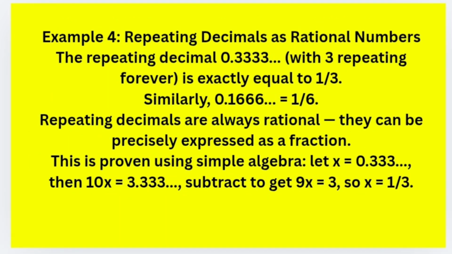Example 4. Repeating decimals as rational numbers. The repeating decimal 0.333 with 3 repeating forever is exactly equal to 1/3. Similarly, 0.1666 with 6 repeating equals 1/6. Repeating decimals are always rational. They can be precisely expressed as a fraction.